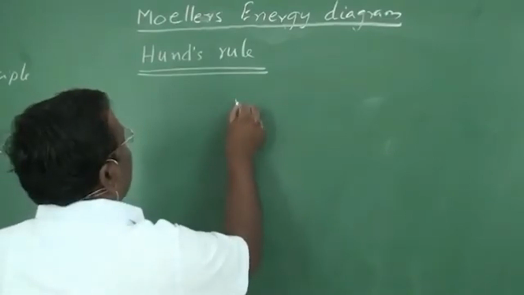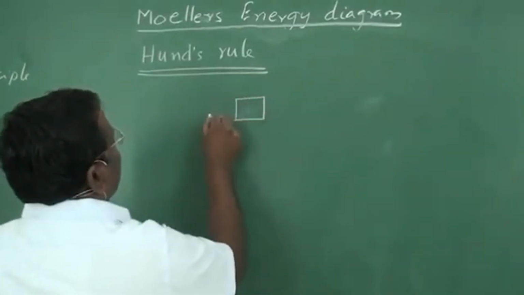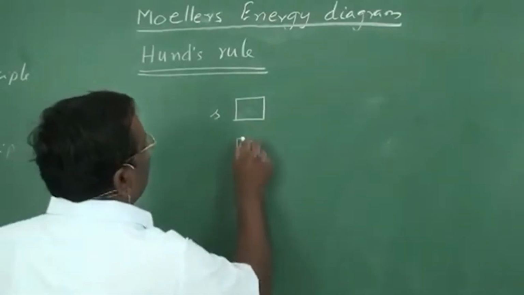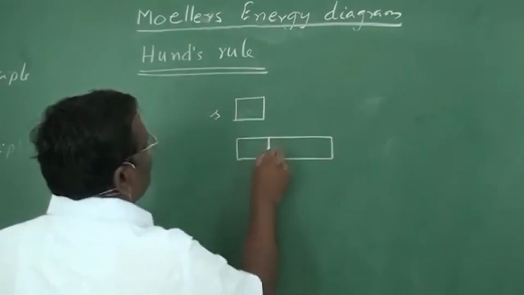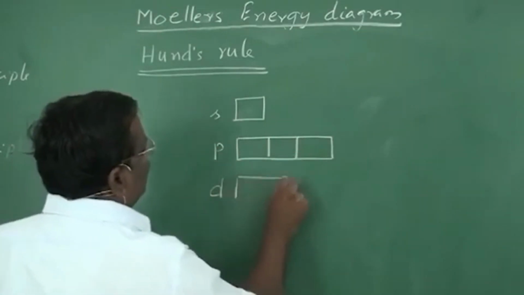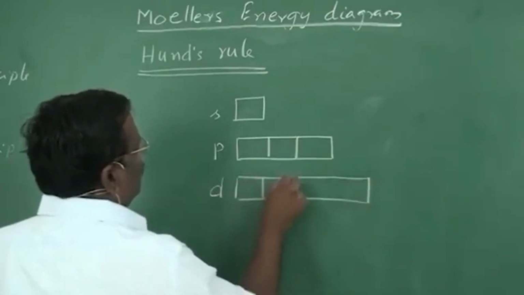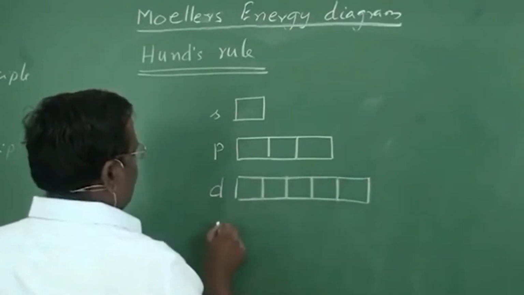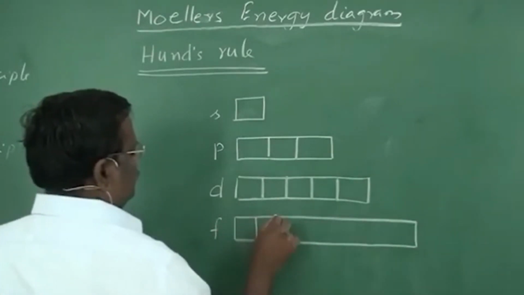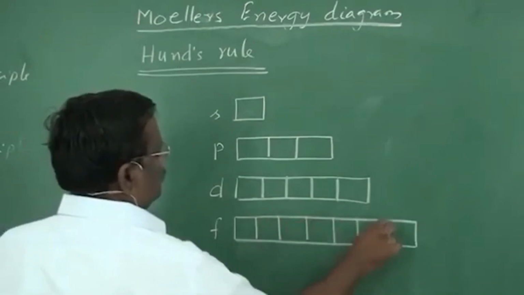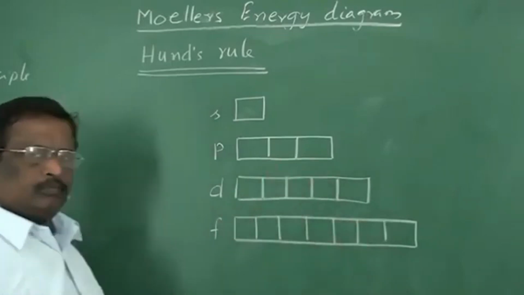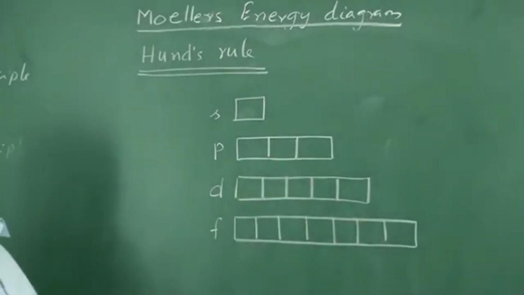For example, the s sub-energy level has only one orbital. But the p sub-energy level will have 3 orbitals. The d sub-energy level will have 5 orbitals. The f sub-energy level will have 7 orbitals. So they are said to be degenerated.